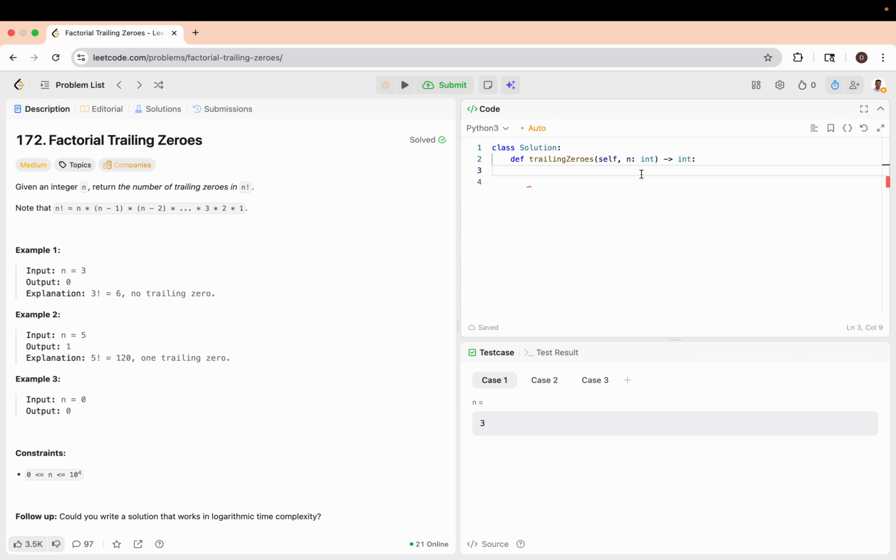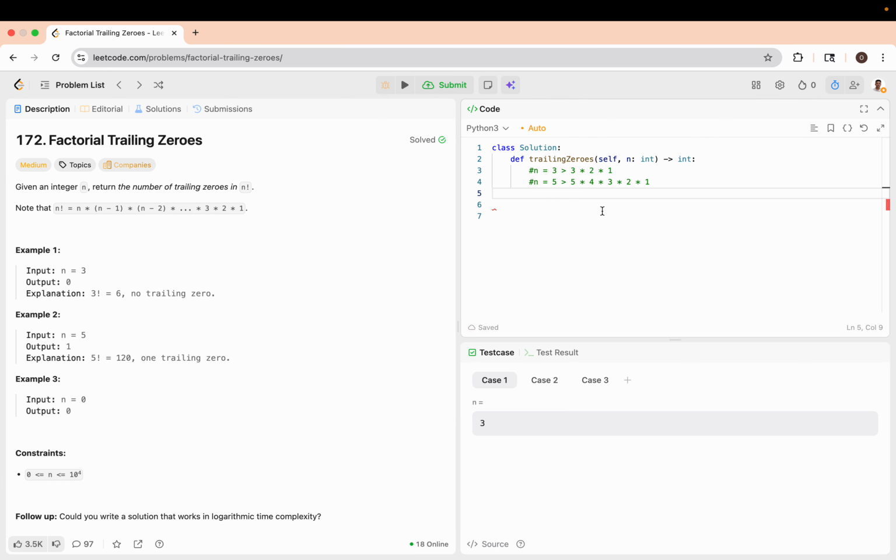This is 172 factorial trailing zeros. So you just want to return how many trailing zeros are in factorial n. So factorial is just, if n is 3, that's just 3 times 2 times 1. If n is 5, it's just 5 times 4 times 3 times 2 times 1. And so yeah, you can probably glean that from the example.